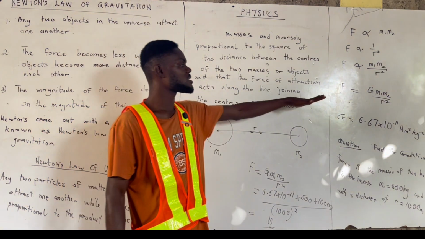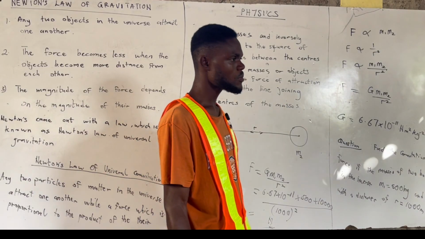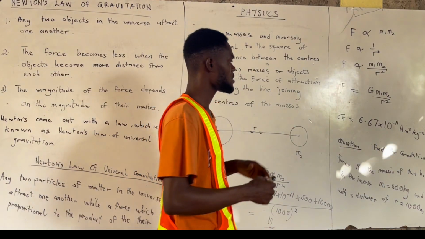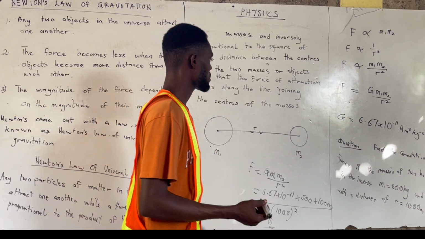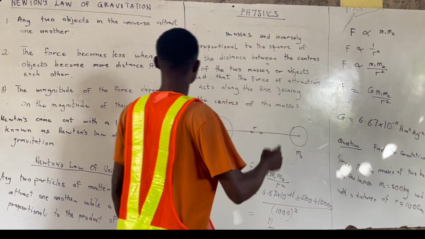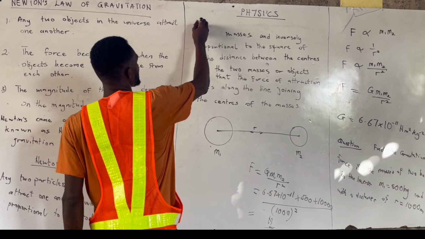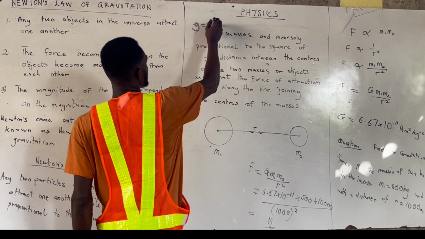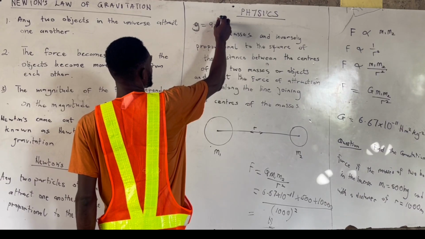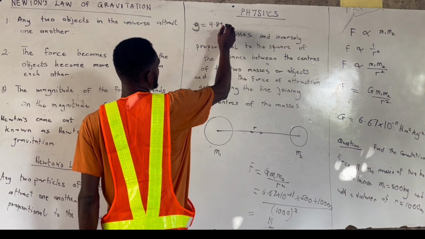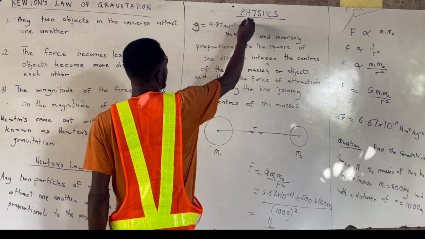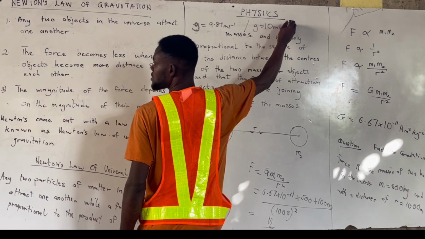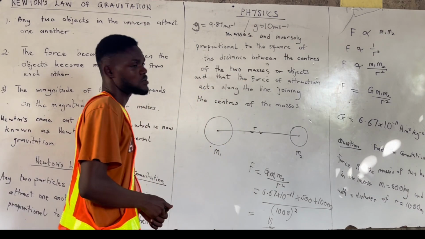So that is the gravitational force. But for the force of gravity, that one also has a constant. That is the acceleration due to gravity g, which is mostly 9.8 meters per second squared, or sometimes g is equal to 10 meters per second squared. So that is that.